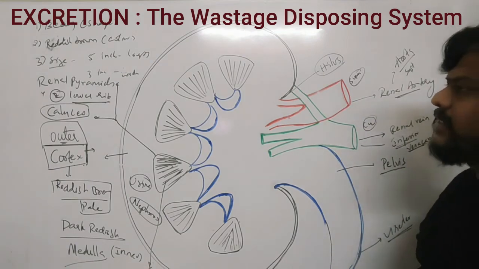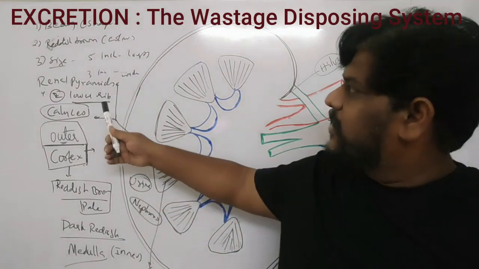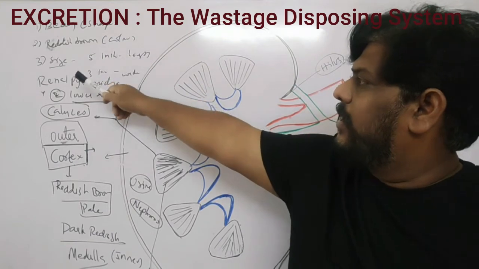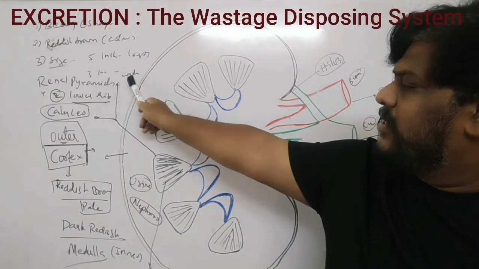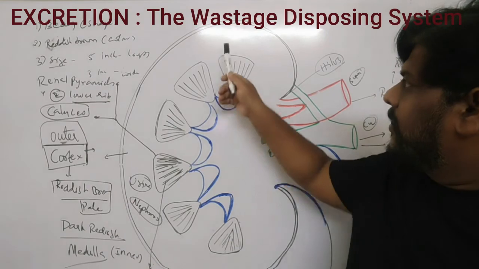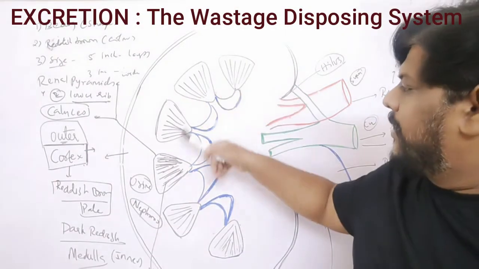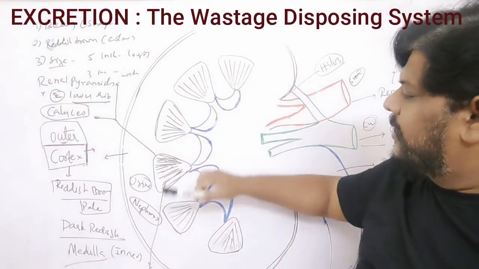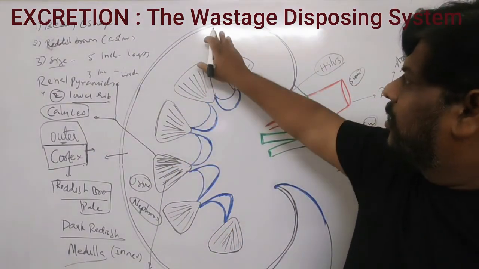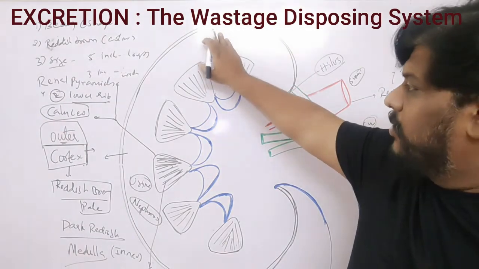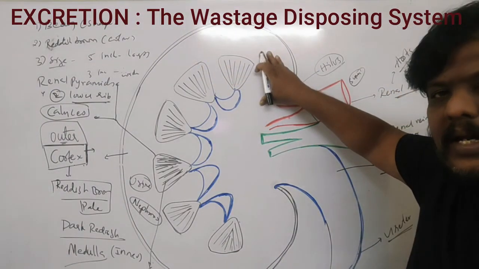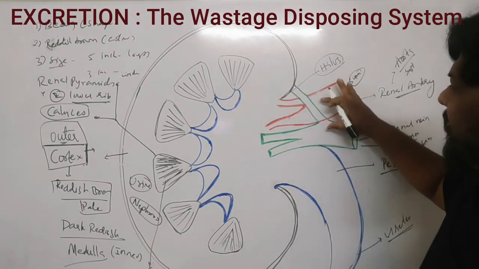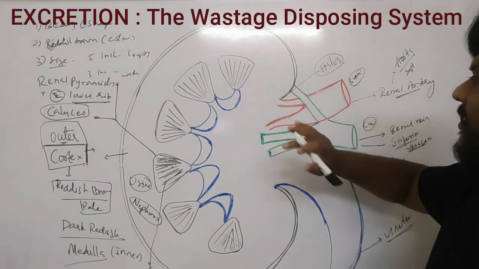Now we'll see the parts once again. First of all, it is bean shaped. Second, it is reddish brown in color, 5 inches in length and 3 inches in width. The outer part is called the cortex, and the inner part is called the medulla, where the renal pyramids are located. The outer cortex is a bit pale reddish brown, whereas the inner part is completely dark reddish brown. Then there is the hilus, where the artery and veins go inside the kidney.